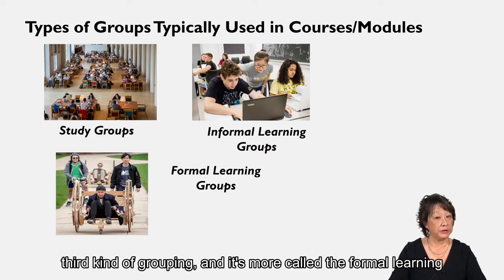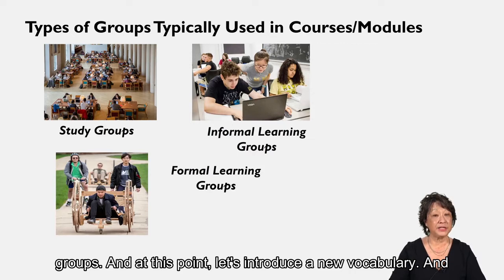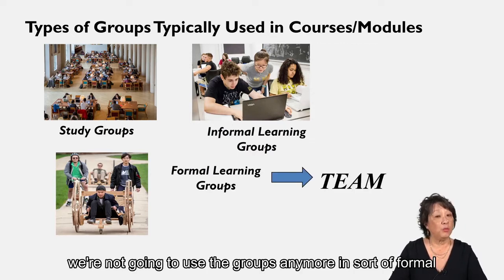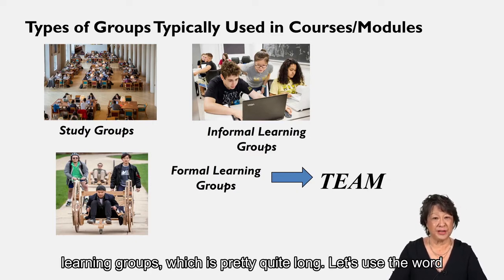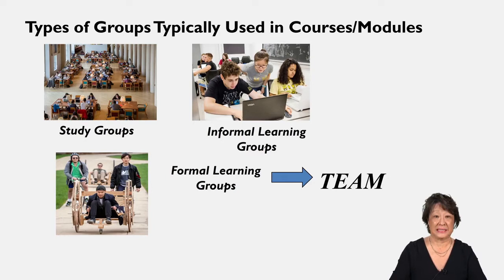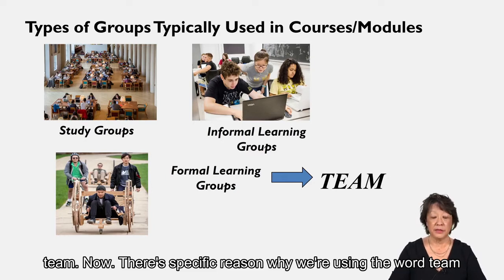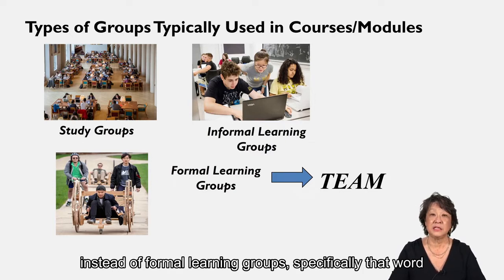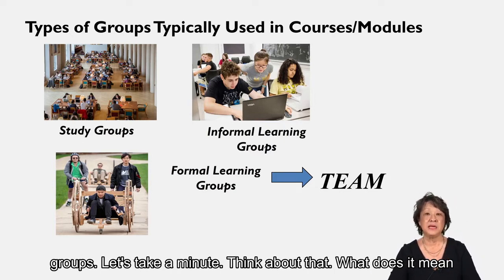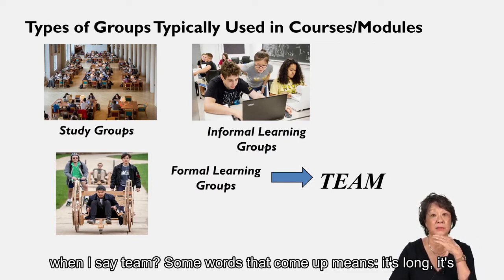We have a third kind of grouping, and it's what are called formal learning groups. And at this point, let's introduce a new vocabulary. We're not going to use formal learning groups anymore, which is quite long. Let's use the word team. Now, there's a specific reason why we're using the word team instead of formal learning groups, specifically that word groups. Let's take a minute and think about that. What does it mean when I say team?